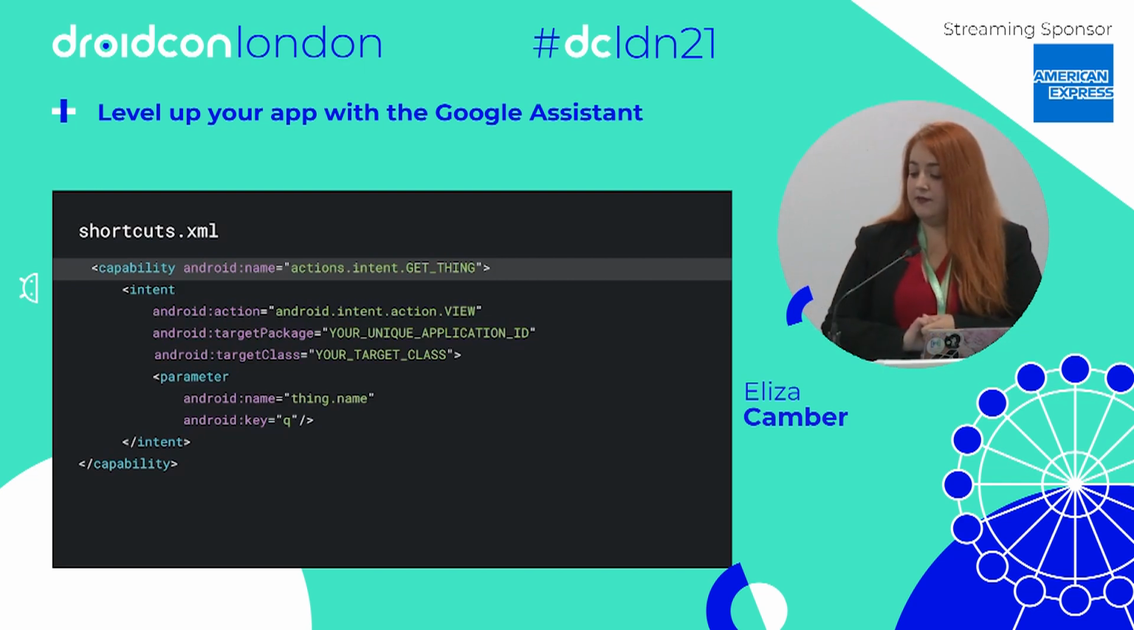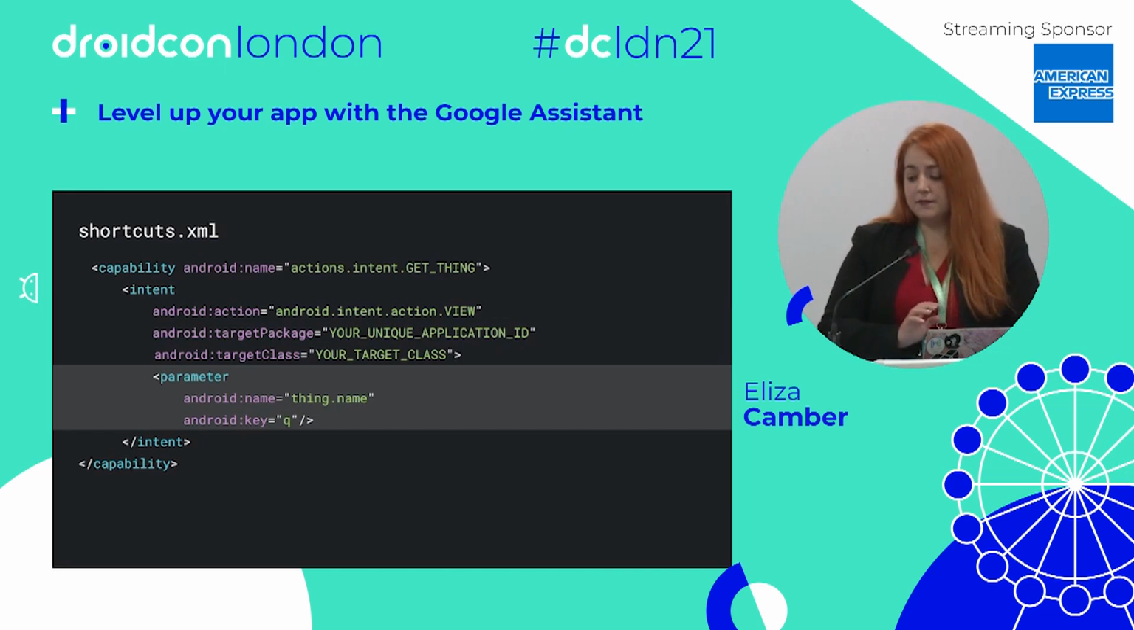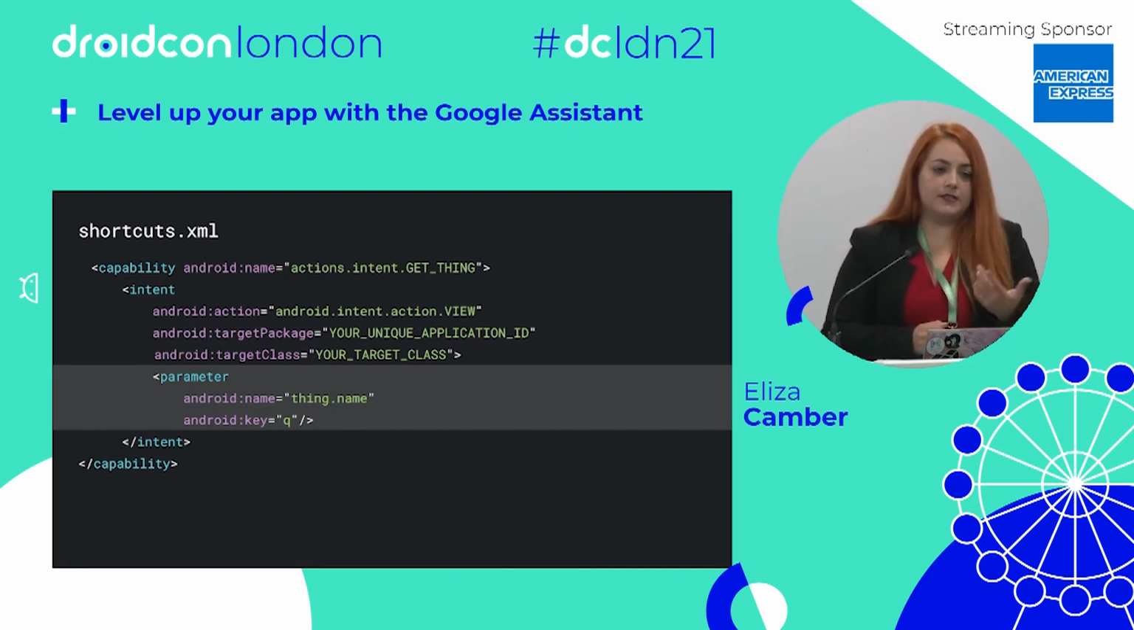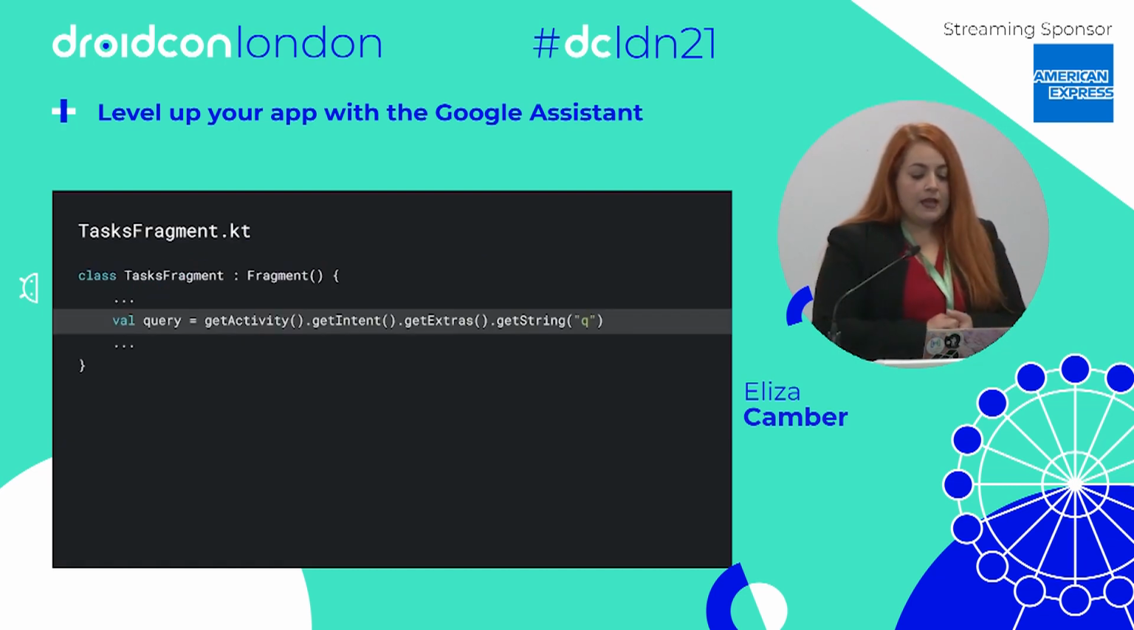So here's the capability for the GET_THING. And very similarly to the open app feature, we also have the name and the key over here in the parameter. For the GET_THING, the naming of the parameter is thing.name. So in the previous one the naming was feature, and this one is thing.name. These are all in the documentation, by the way. And then for the key, how do we map it? We use just q from query. And then we just get it from our extras as we did before, using the q.